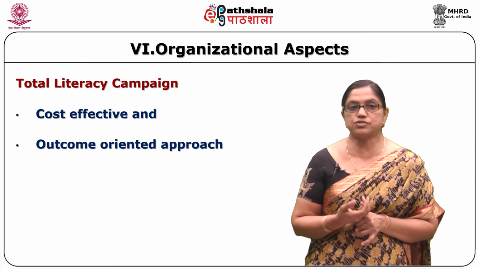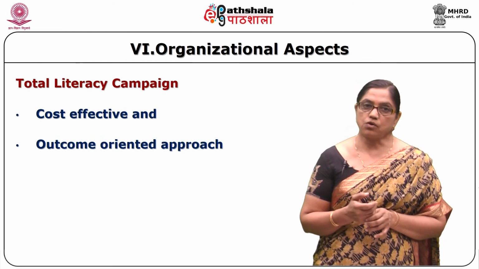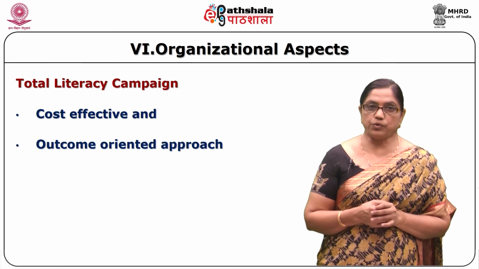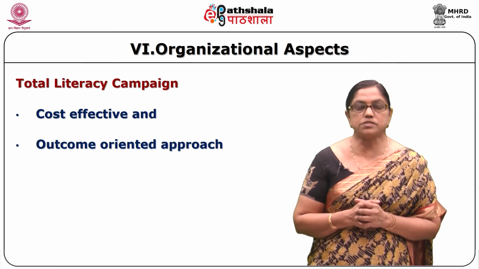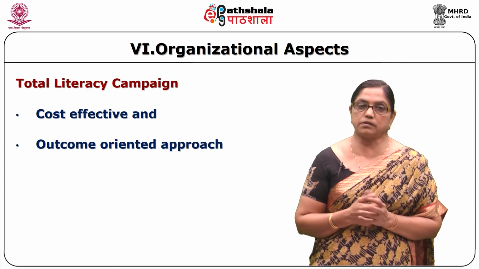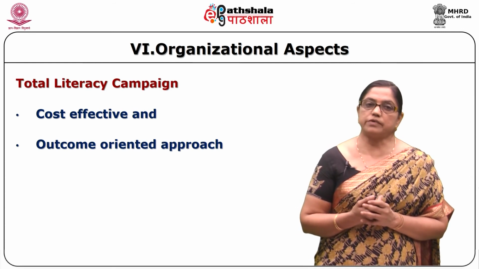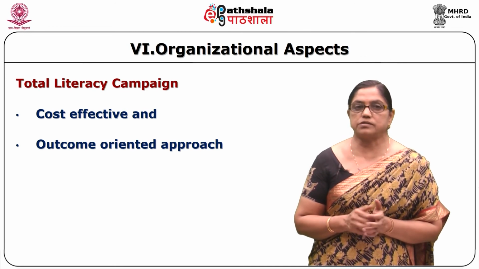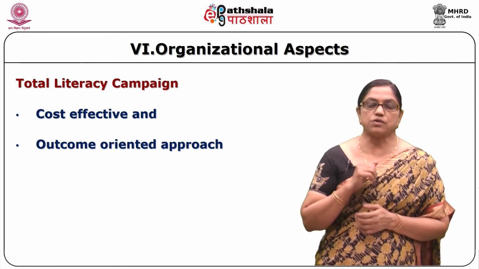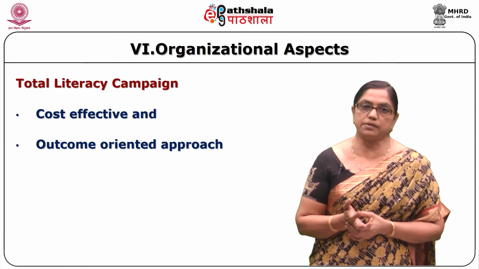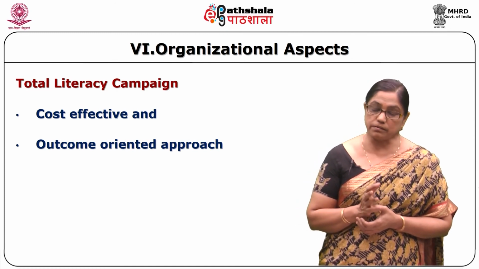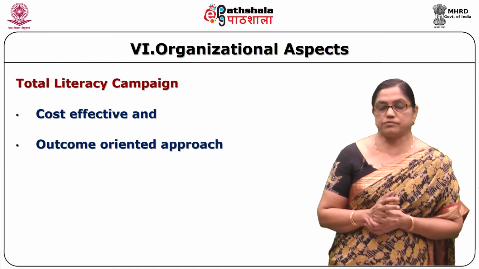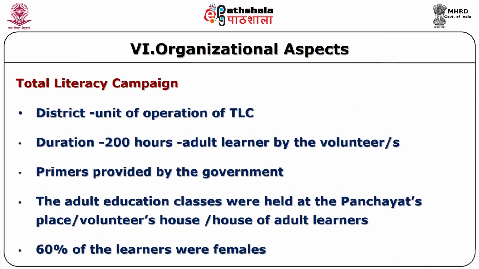Other features of total literacy campaign were that it was a cost effective and outcome oriented approach. It was cost effective because the teachers who were teaching literacy to illiterates were volunteers, and volunteerism was the major factor in this total literacy campaign. It was outcome oriented, meaning that many people became literate, and women were the major chunk who got benefited from this total literacy campaign.